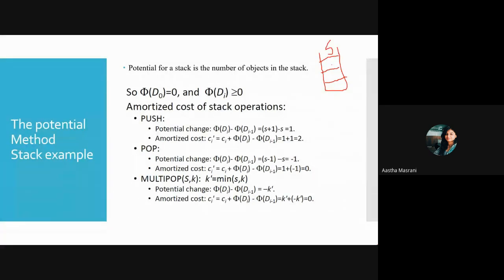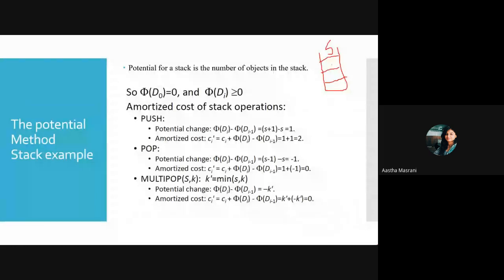So the potential change will be S plus 1 minus S, because we don't know whether it is the first element or not. If it is the first element, then it will be S plus 1 directly. But in general terms, it would be S plus 1 when I'm adding the element, minus the cost of the whole data structure. So cancelling this, the potential change will be 1.